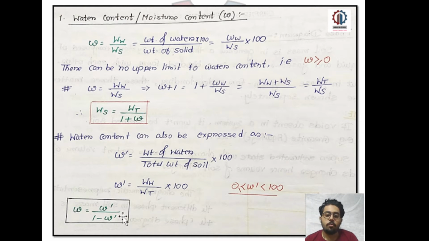So what are the important points? The limit of water content should be greater than or equal to 0. Then this relationship, that means weight of solid equals total weight by (1 plus omega). And water content equals omega dash divided by (1 minus omega dash). Just remember these three things. These are very much important for your exam purpose.